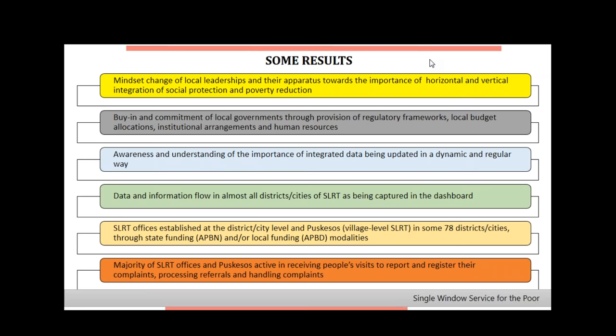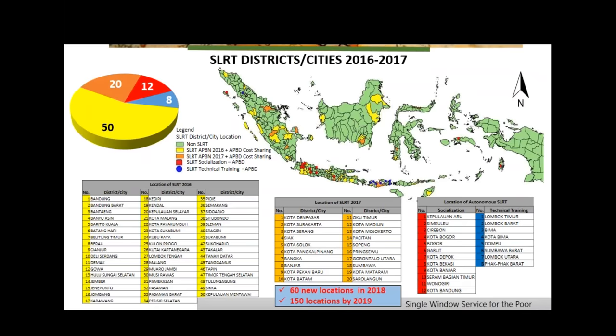Next. Between 2016 and 2017, SLRT is operational in almost 90 districts and cities across Indonesia. These cities and districts are spread across more than 20 provinces. We have 34 provinces in Indonesia, and there are 514 districts and cities. So this is a huge country, and SLRT so far is present in almost 90 districts and cities.